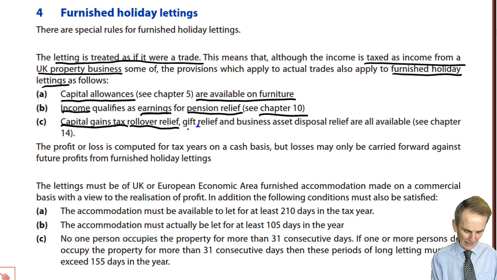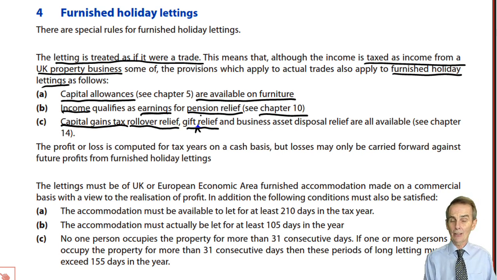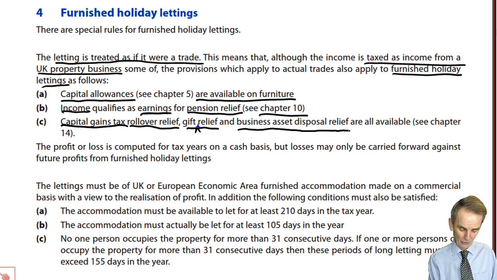Another one is actually Gift Holdover Relief. The word holdover should be in there, so hopefully by the time you look at this, that word will be in. It's known as Gift Holdover Relief and Business Asset Disposal Relief. Now again, you might be worried about the issue of the word gift there.